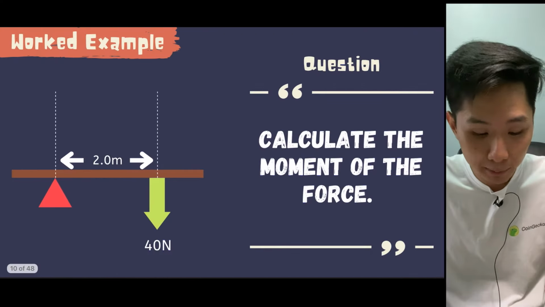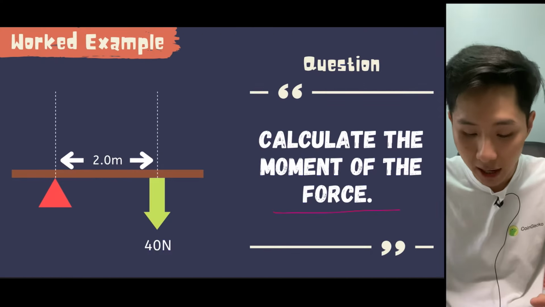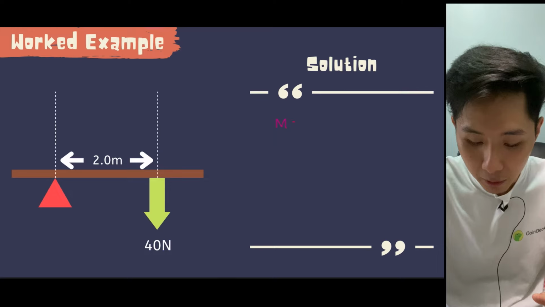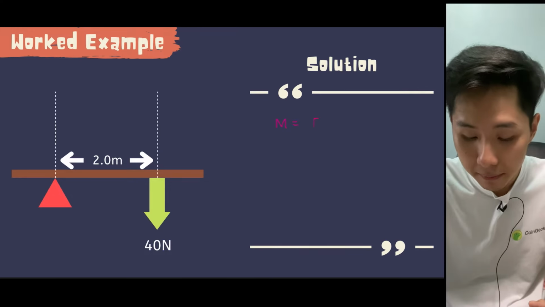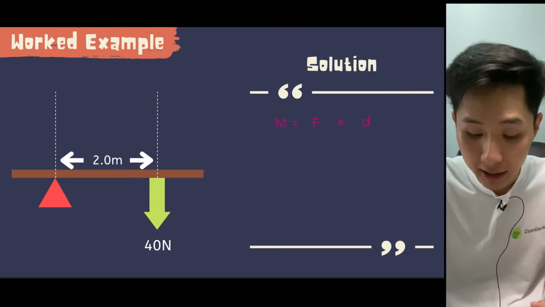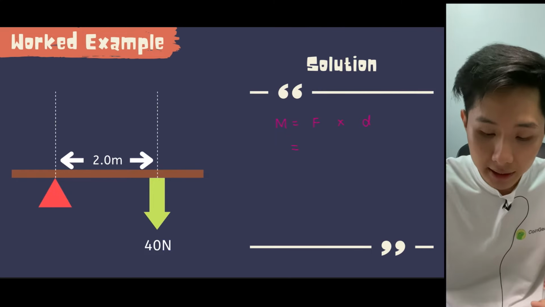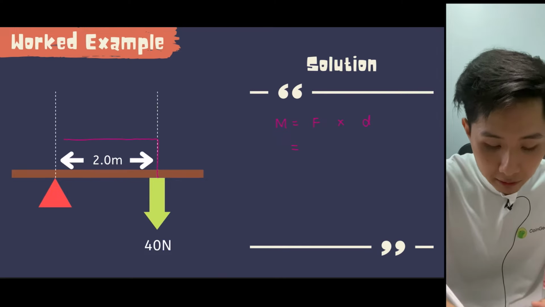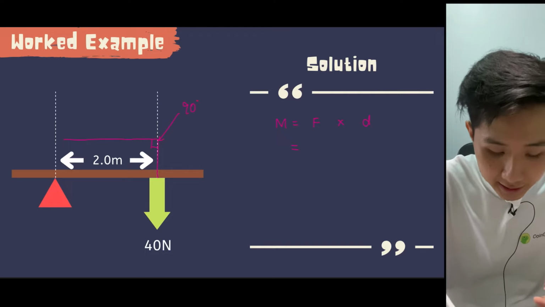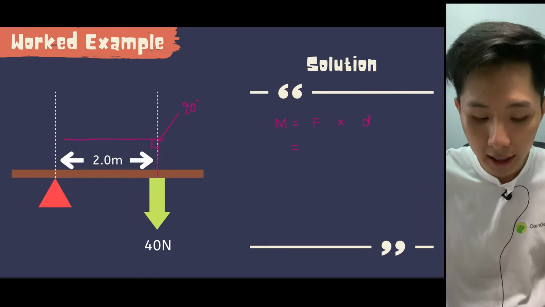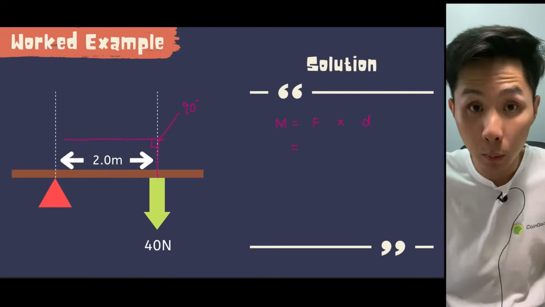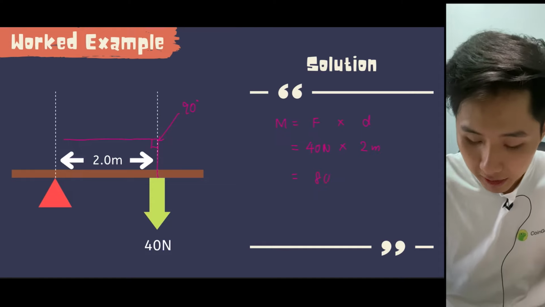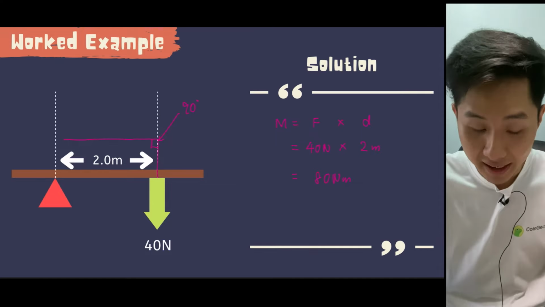In order to explain this, I have a working example here, which asks us to calculate the moment of a force. We can just plug in the formula: moment equals F times perpendicular distance. The reason this 2 meter distance is called the perpendicular distance is that if you compare it with the force, it is exactly 90 degrees. Perpendicular means 90 degrees. To calculate the moment, you just put in 40 newtons as the force and 2 meters as the distance, and we get 80 newton meters. And that's our turning effect.